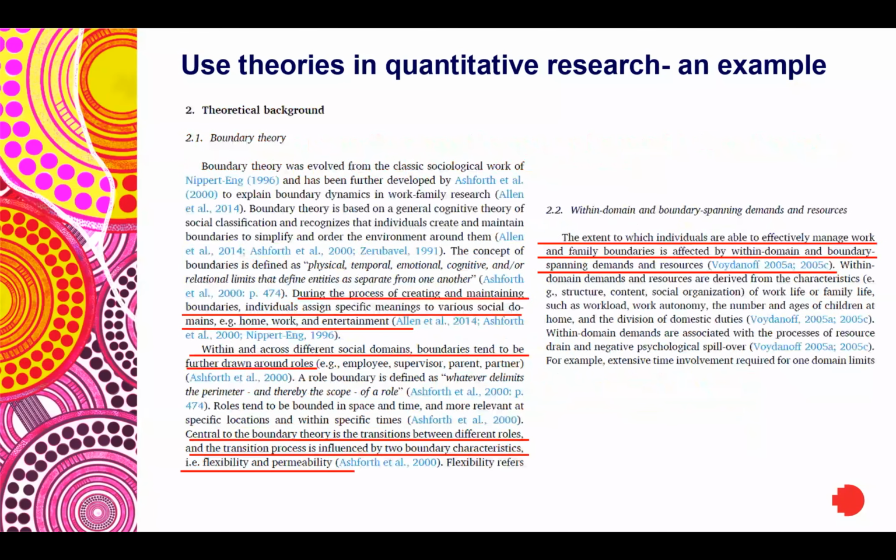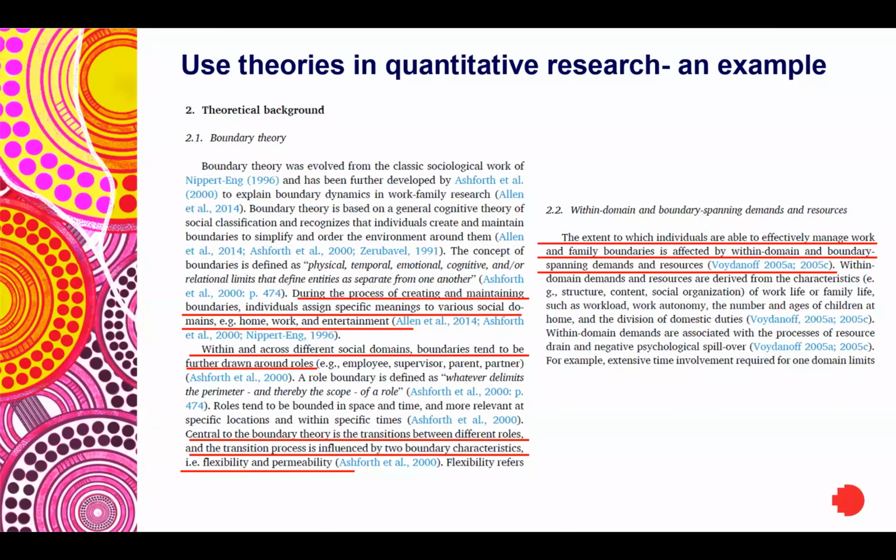In this study, we drew on two theories. We first used the boundary theory to explain how individuals create and maintain boundaries, assign specific meaning to different social domains, and further draw boundaries around roles within and across different social domains. The boundary theory also recognizes that individuals frequently transition between different domains, and the transition process is affected by two important parameters called boundary flexibility and permeability.